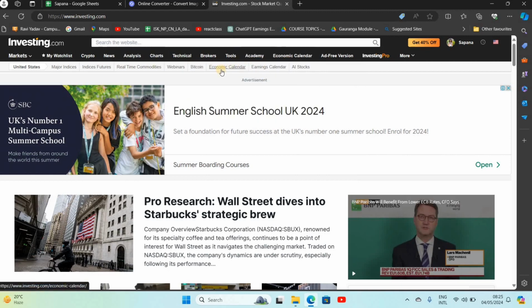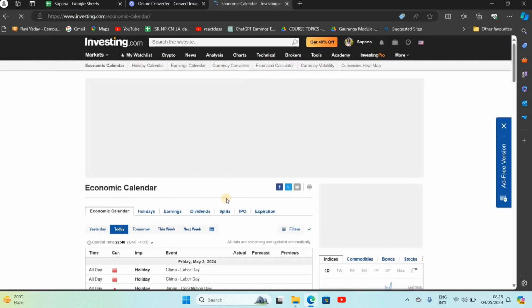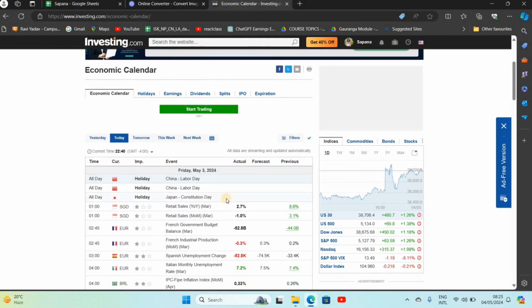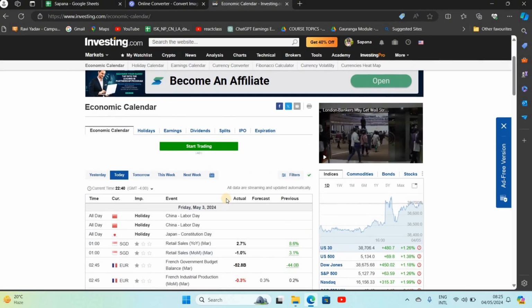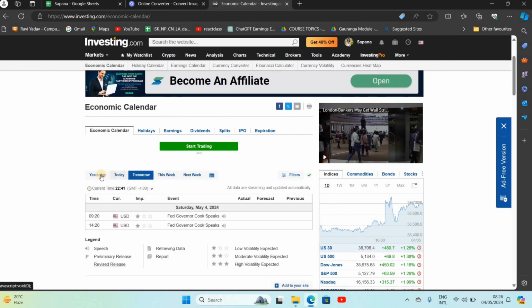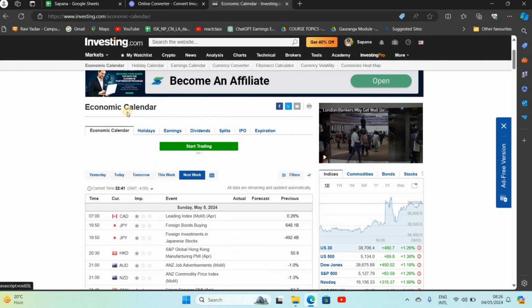So let's go to the economic calendar, that is just below the brokers and tools. Click on it, it will navigate you to this interface. In this interface, you will be able to see today's events, the rise and fall of the stock markets of today, and also you can see tomorrow's events, yesterday, this week and next week. So in this way you can see the rise and fall of stock markets. So in this way you can use the economic calendar on investing.com.